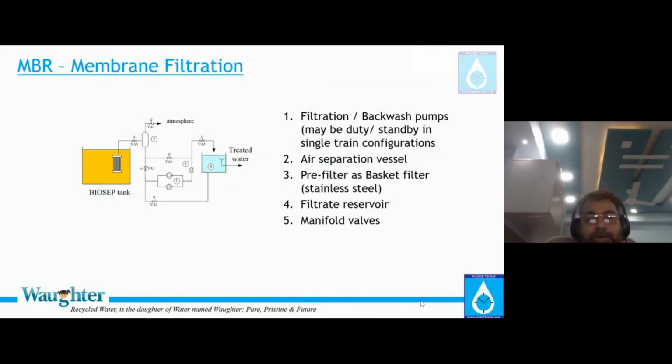Okay, so this is a proprietary name used here called Biosep, which is designed by Veolia. What they do there is, we talk about the filtration and backwashing pump, maybe duty or standby in a single train configuration. You require an air separation vessel, item number 2. You require a pre-filter and basket filter, that is stainless steel. And you require a filtrate reservoir, and finally the manifold valves.